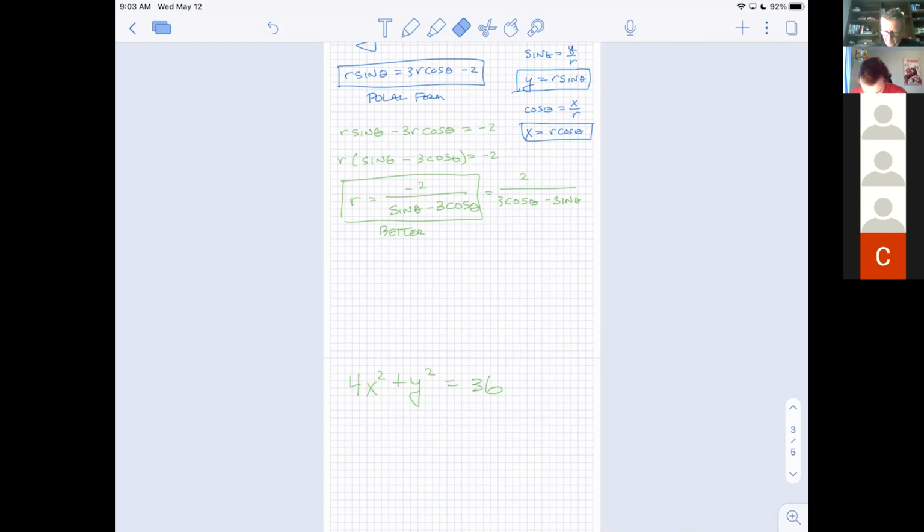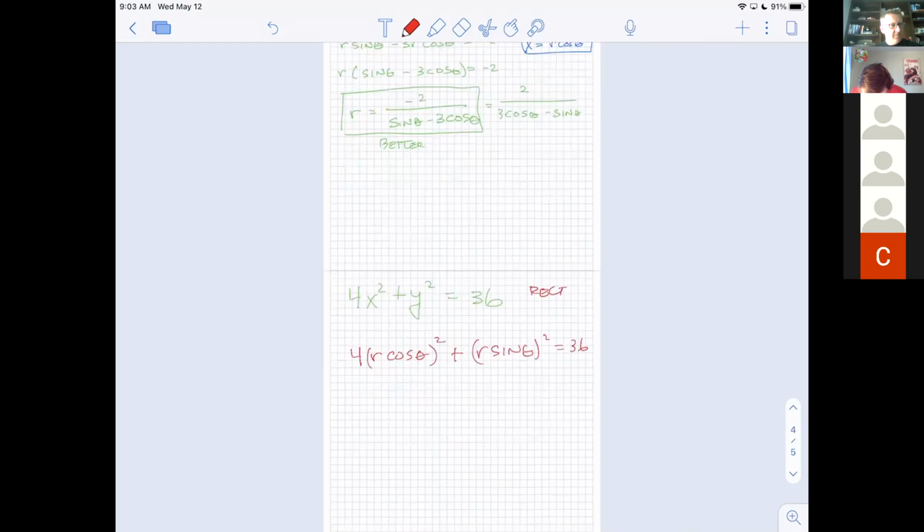And so let's replace them. As from above, we knew that x was equal to r cosine of theta. So I'd have 4 times r cosine of theta, the whole thing squared. And y was r sine of theta, so I'd have r sine of theta, the whole thing squared, and that equals 36. Again, done. This is rectangular. This is polar. You're done.